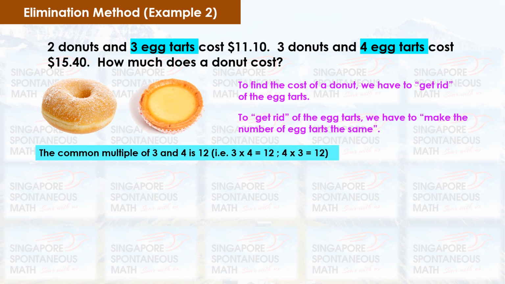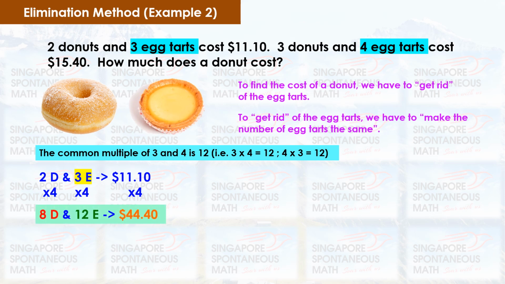How to make the number of egg tarts the same? Well, we take the common multiple of 3 and 4. That is 12. 3 times 4 equals 12. Two donuts and 3 egg tarts cost $11.10. To obtain 12 egg tarts, we have to multiply the entire equation by 4. 8 donuts and 12 egg tarts cost $44.40.